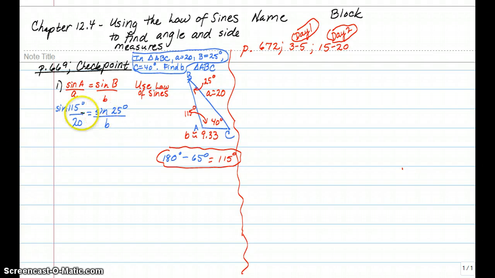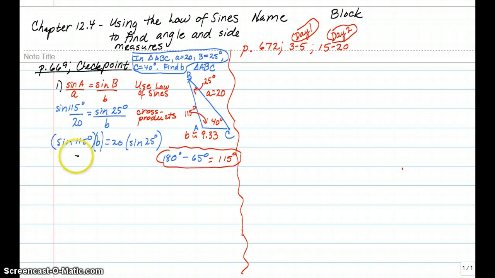Anytime you have a ratio equal to another ratio, it is a proportion, and proportions can always be solved using cross products. This is a great algebraic way to solve proportions. So we're going to have sine 115 degrees times B equaling, again, you're just multiplying across diagonally, 20 times sine 25 degrees.